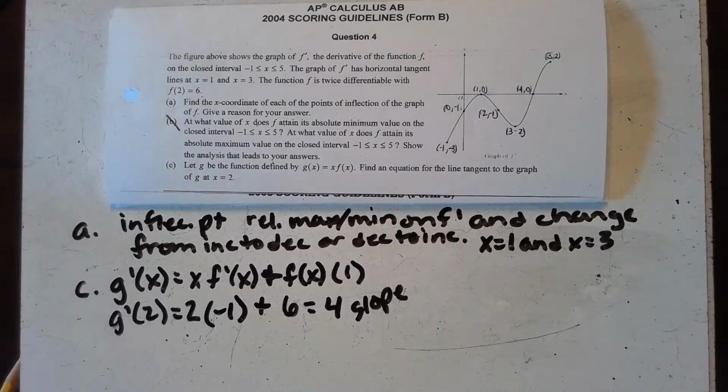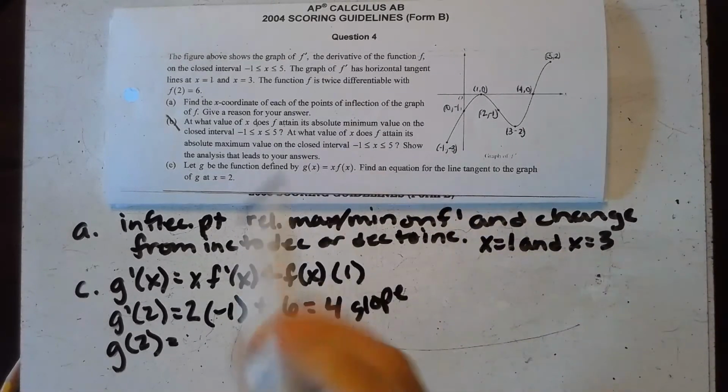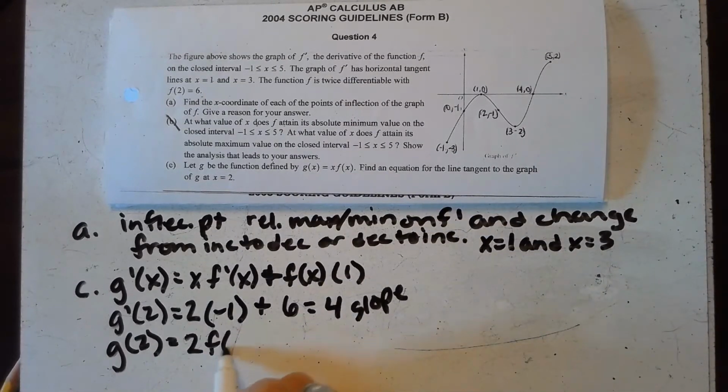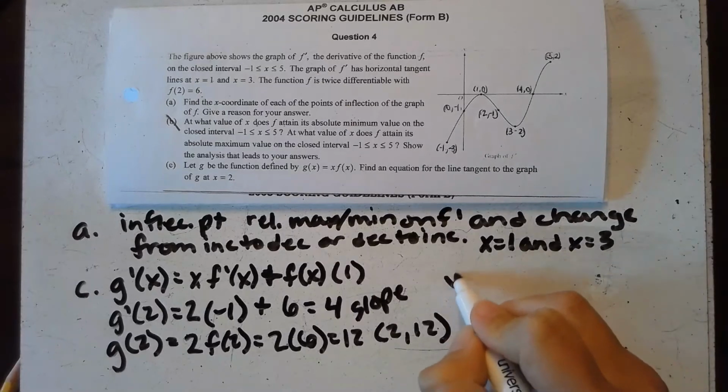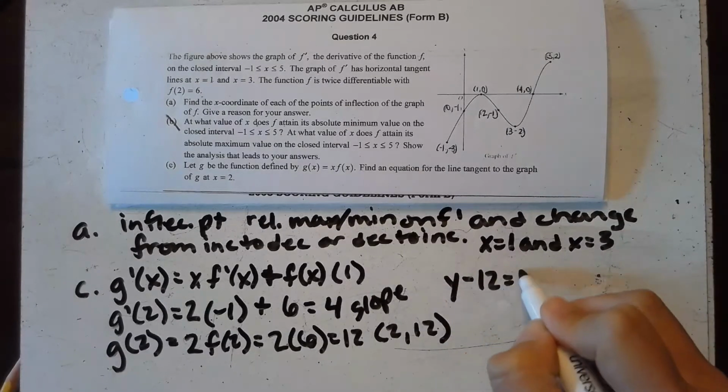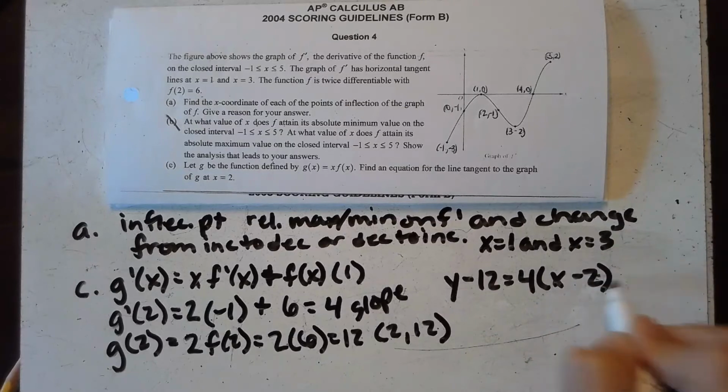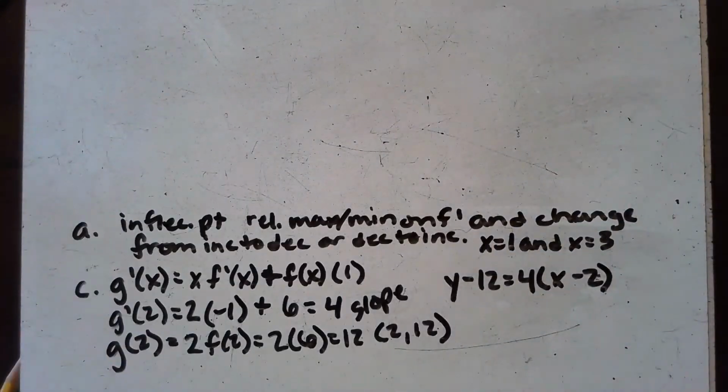So this is the slope of my line. Now I've got to find the point. I've got to find g of 2. Well, they give us g of x is x times f of x. So basically 2 times f of 2. Well, again, f of 2 is 6. So this is 12. So the point is (2, 12). So now I go write an equation. y minus 12 equals 4(x minus 2). So we applied tangent lines in this case. Make sure you understand what's coming off the graph of the derivative. And I've got one more that we're going to go over.